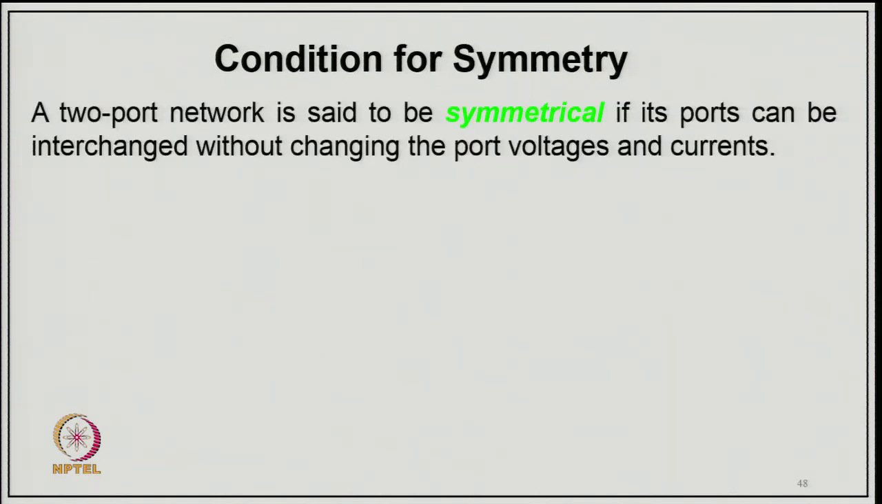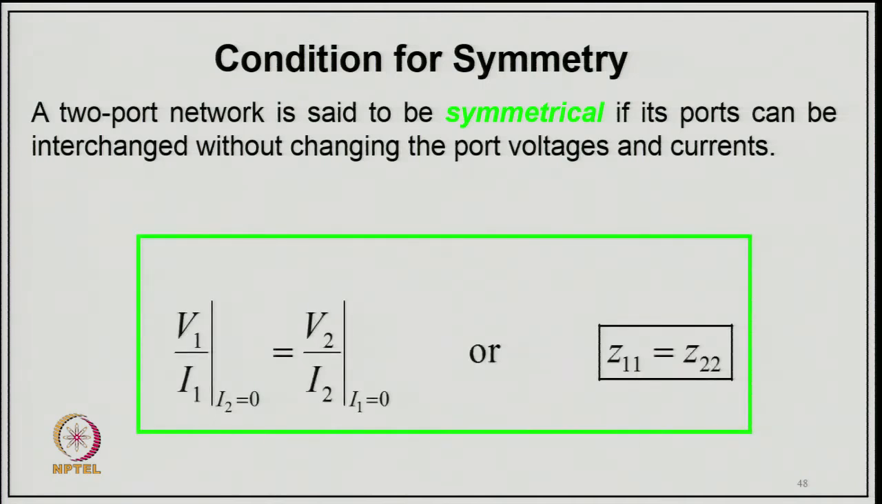Then another condition is there for symmetry. A 2-port network is said to be symmetrical if its ports can be interchanged without changing the port voltage and current. That is, V1 upon I1 when I2 equals 0 is equal to V2 upon I2 when I1 equals 0, so Z11 equals Z22. Then the network is symmetrical: whether you excite from the first port or the second port, it looks like the same impedance with the other side kept open circuited. This we call the symmetry of the 2-port network.